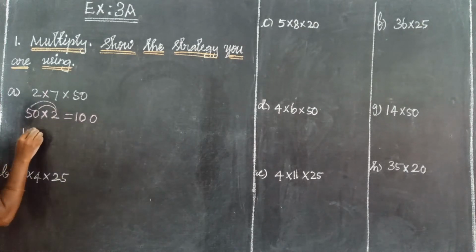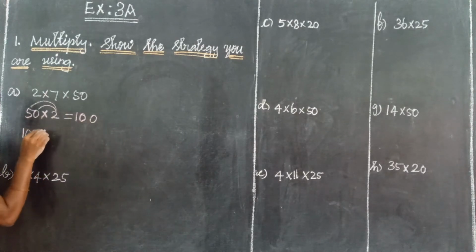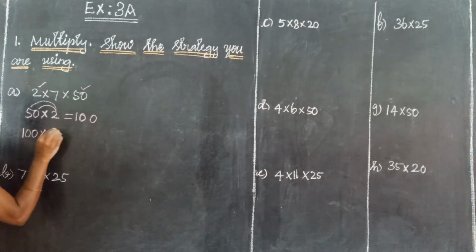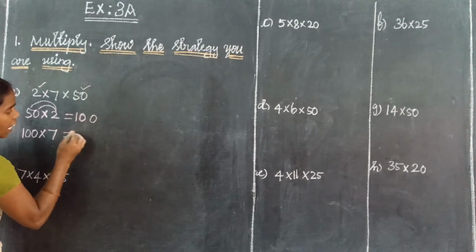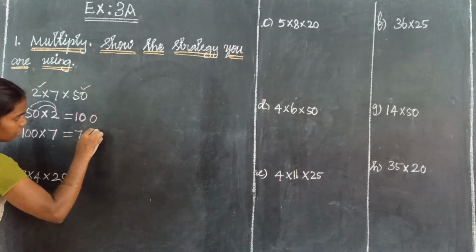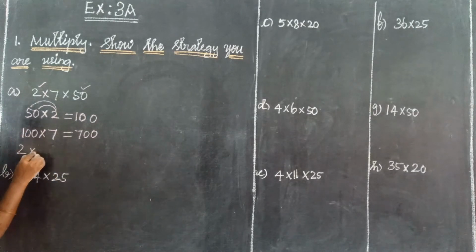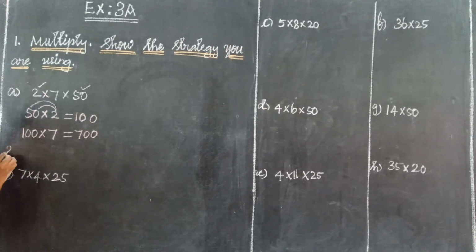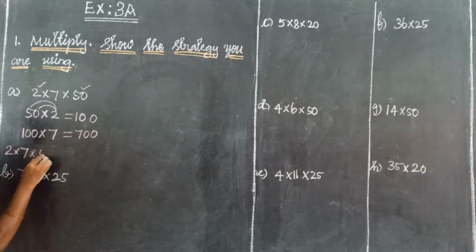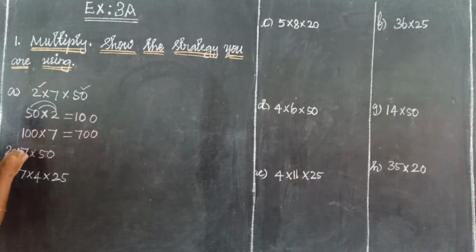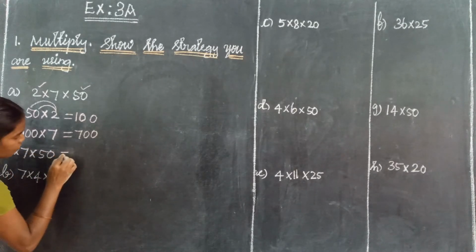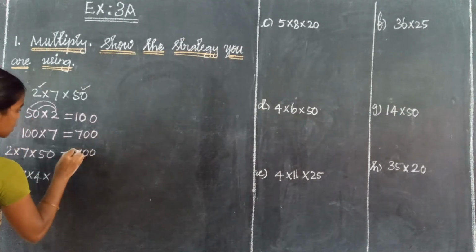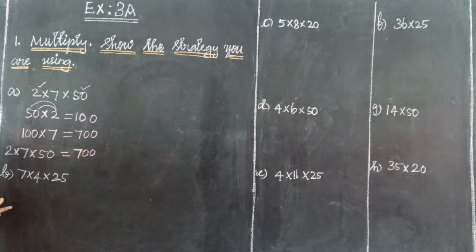So the answer 100 into the remaining value, what is it? I have already used 2 and 50. The remaining value is 7. That is 7 into 100, 700. So finish. So 2 into 7 into 50 is equal to 700. This is the answer. And then the second one, B.